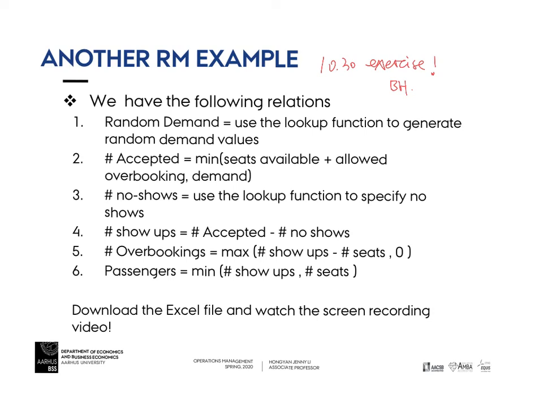We have a random demand for a revenue management problem. We know how to calculate the number accepted, and the number of no-shows is also a stochastic factor. The demand is random, and the show-ups equal accepted minus no-shows. Overbooking is a calculation based on show-ups and the available seats, and the passengers is the minimum value between show-ups and the available seats, the total seats. The Excel workbook will be uploaded, so you can try to set up or solve this model first, and later you can check the screen recording video about the solutions.